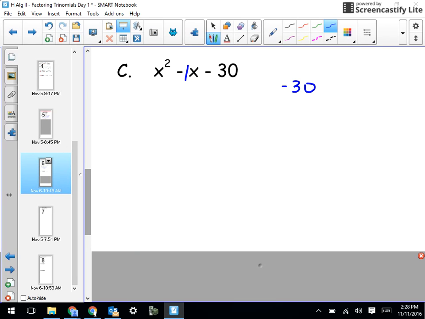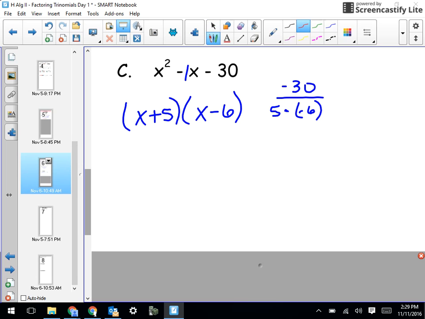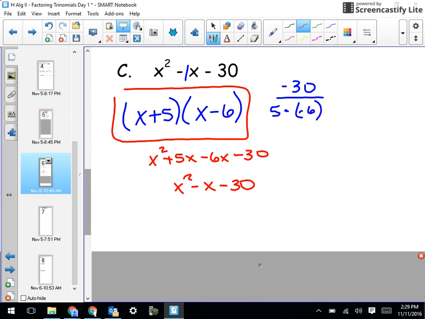Okay, we've got a negative 30. Think about it: multiplying together to get negative 30. I've got 1 times 30, 2 times 15, 3 times 10, 4, no, 5 times 6. 5 times a negative 6. 5 plus a negative 6 is a negative 1. There it is, folks. X plus 5, x minus 6. And that's my answer. FOIL it to check your answer. I've got x squared plus 5x minus 6x minus 30. X squared minus x minus 30. Boom. Got it right.